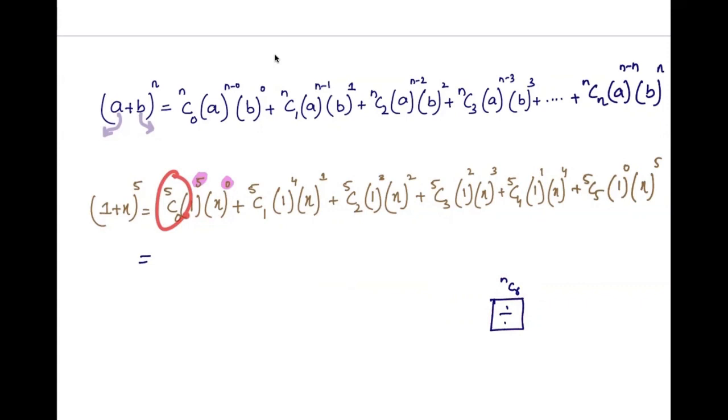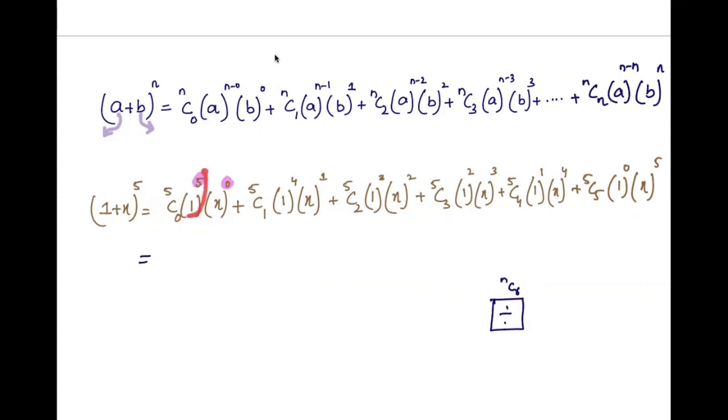Are you getting 5C0 as 1? Do you find the C option in the nCr option in the calculator? Yes, it is above my division sign. Yes, perfect. What about you, Abdul Rahim? Yes, sir. Okay, so 5C0 is 1.